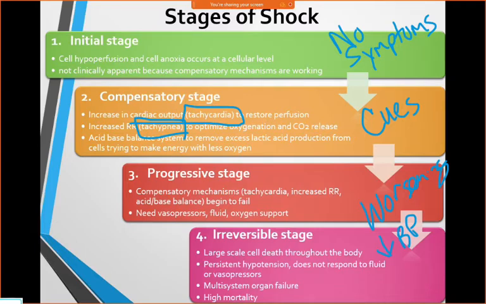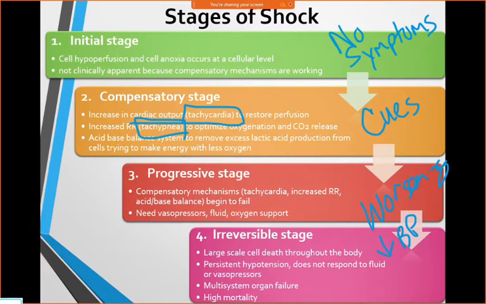We're going to go through a couple of different slides on them, but just because it's a stage of shock doesn't mean you have a low blood pressure in all the stages. We only have the low blood pressure in the later two stages, in the worsening stages, which is progressive and irreversible. So that's something that confuses a lot of people because they're like, well, if it's a stage of shock, you must have a low blood pressure.